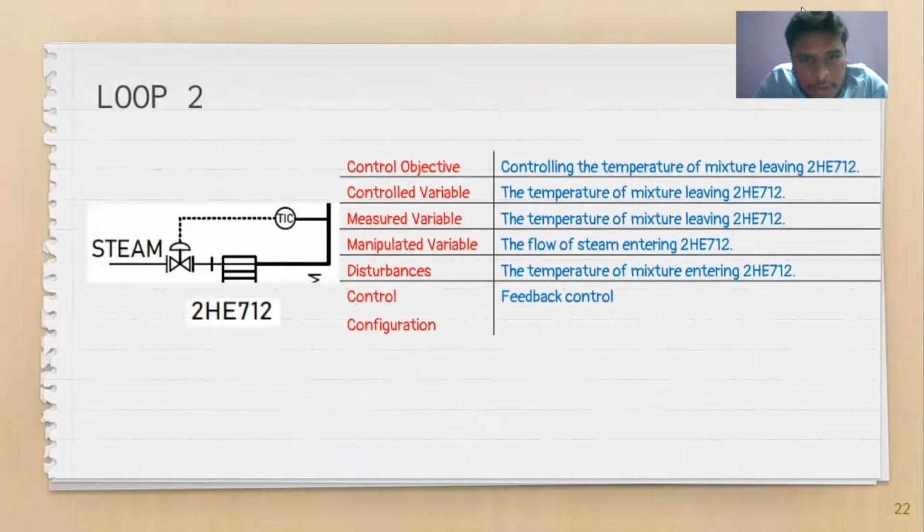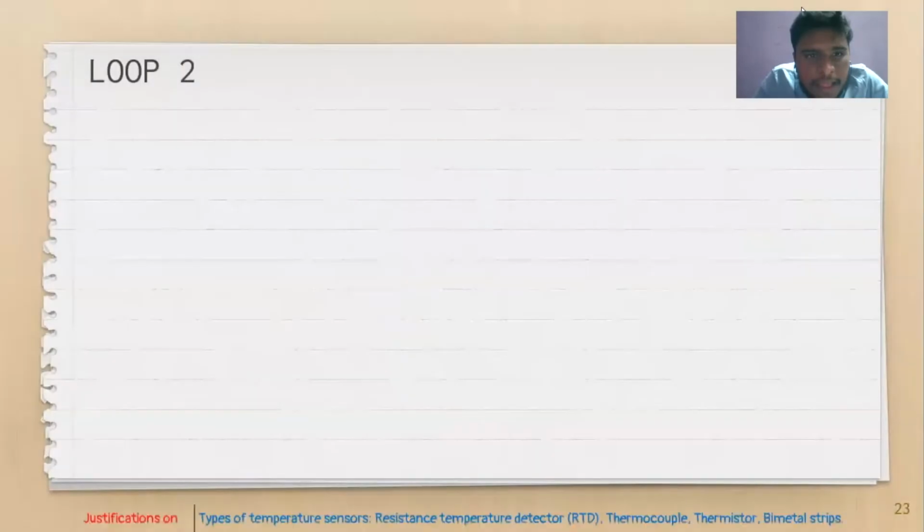Moving on to the second loop, we want to control the temperature of the mixture leaving the HE712. We control the temperature of the mixture leaving by manipulating the flow of steam entering 2HE712. The disturbance will be the temperature of the mixture entering 2HE712, and it is a feedback control system.